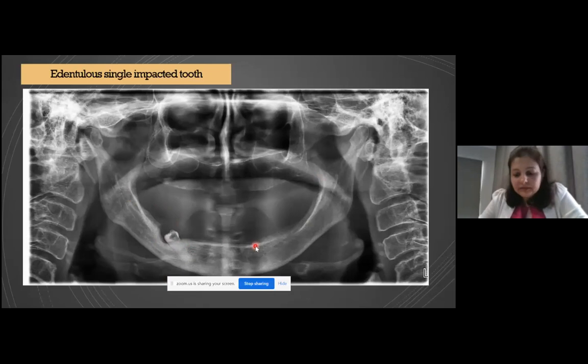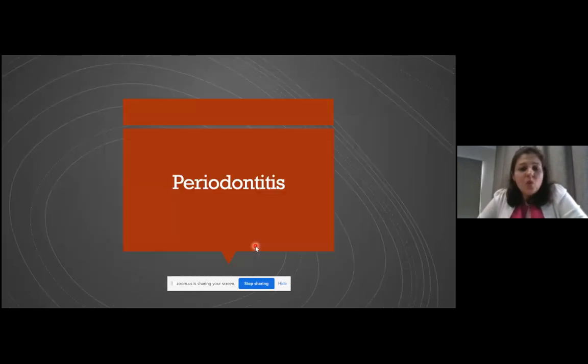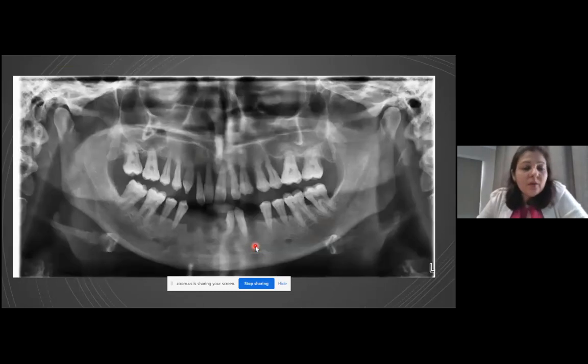All right, so let's move on to look at some cases of periodontitis. Now, a panoramic radiograph is generally recommended when there is extensive bone loss, more than 6 mm. In this case, you can see that there's generalized loss of bone. Bone appears resorbed, and some of the teeth appear to be actually floating in the soft tissue.